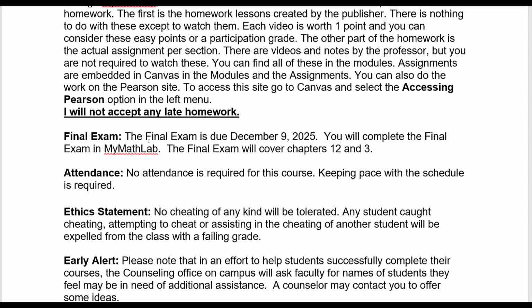Okay, back to the final exam, which will be due December 9th, 2025. You'll complete the final exam in MyMathLab. It's also embedded in Canvas. The final exam will cover chapters 1, 2, and 3, so it's not comprehensive.